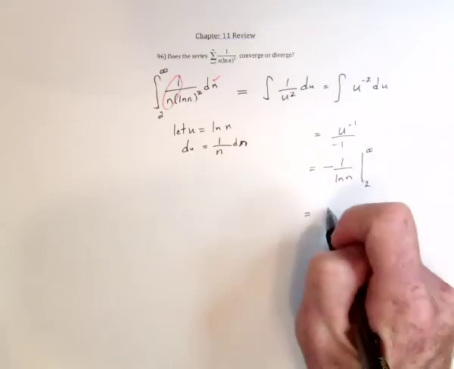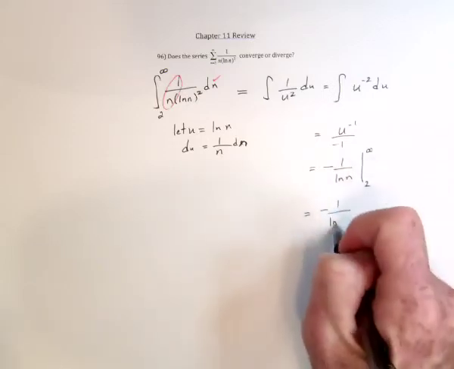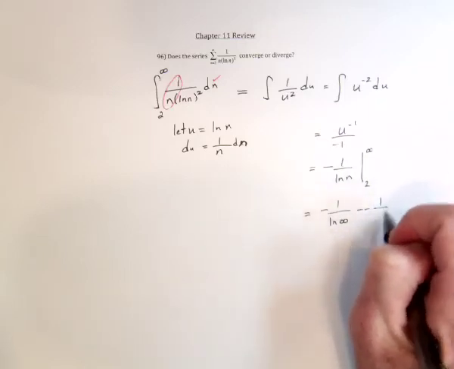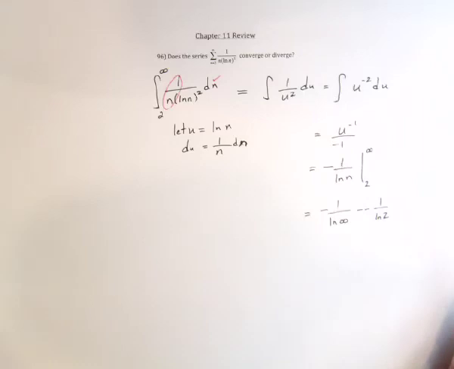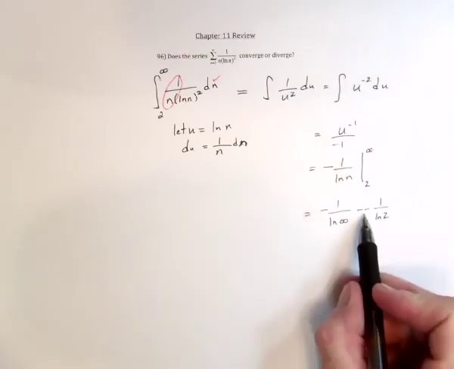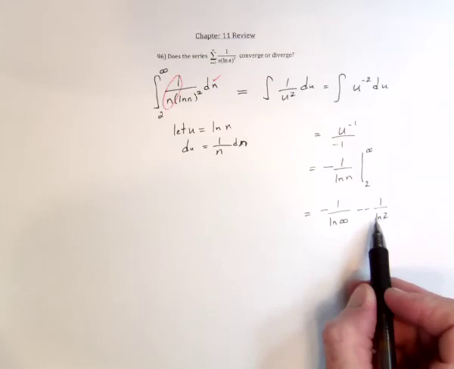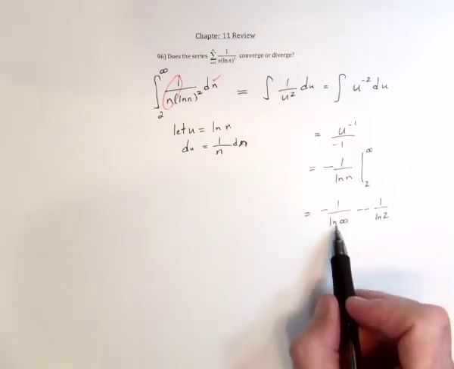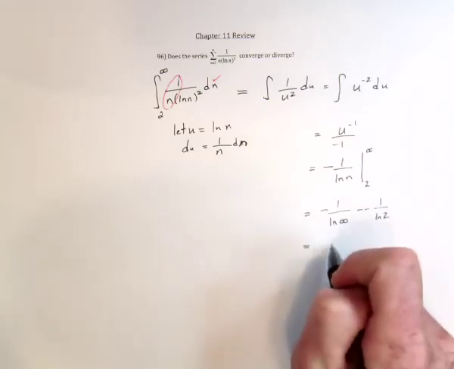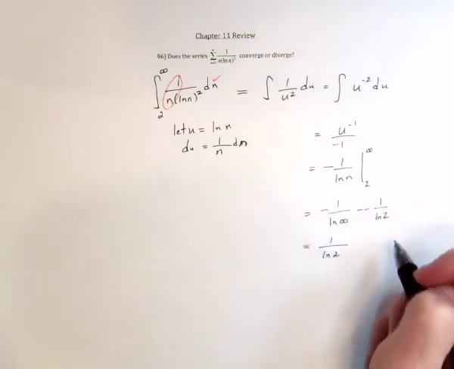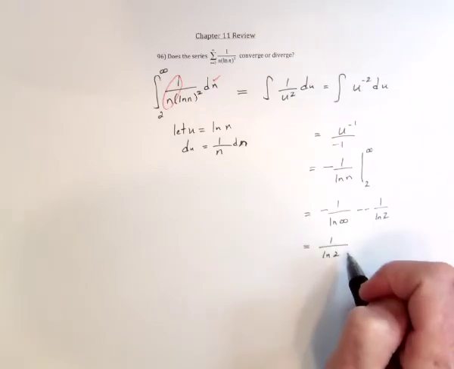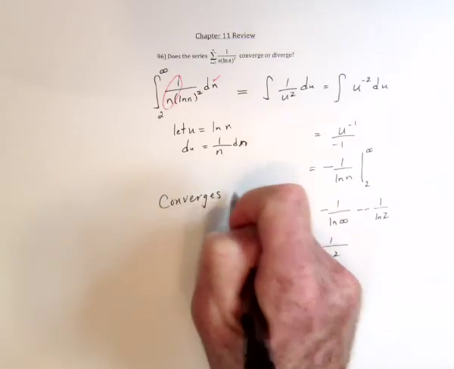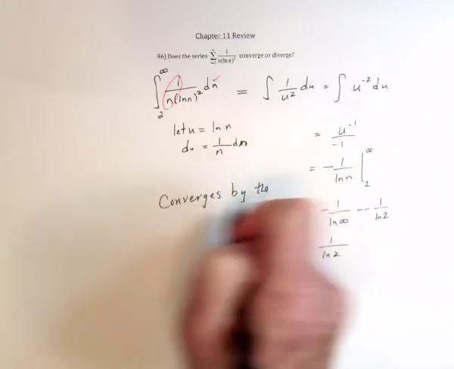So it's going to be negative 1 over the natural log of infinity minus the negative 1 over the natural log of 2. So this is a positive finite number, not very big, and this natural log of infinity is infinity. 1 divided by infinity is 0. So the final answer is that it's 1 over the natural log of 2, which is a finite number, so it converges by the integral test.